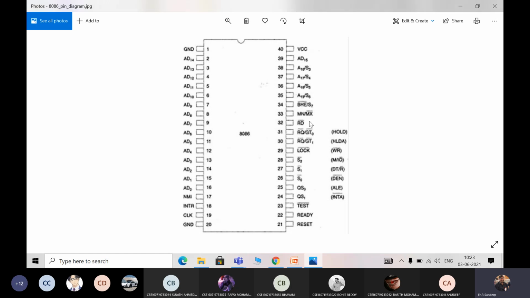Are you able to see how many pins are there on my screen? How many are there? 40. 40 pins. So each side, how many we have? Left and right side, 20. Yeah, one side 20 and one side 20 we have. Did you observe the numbering, where 1 is starting and where 21 is starting?